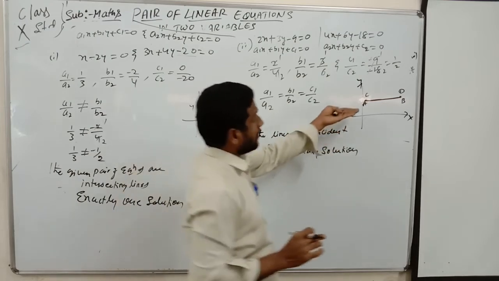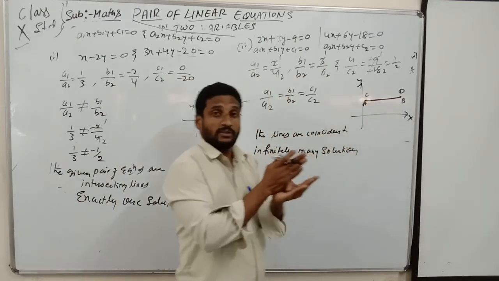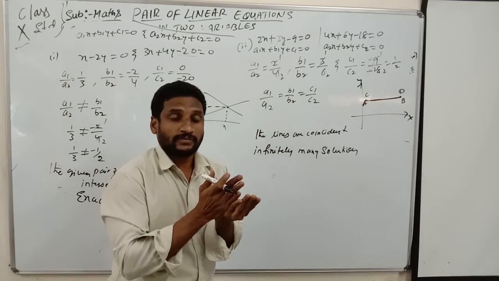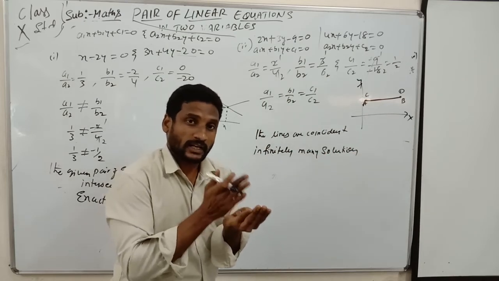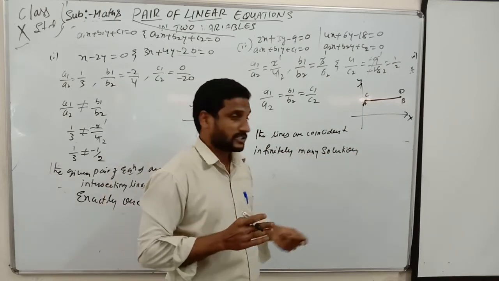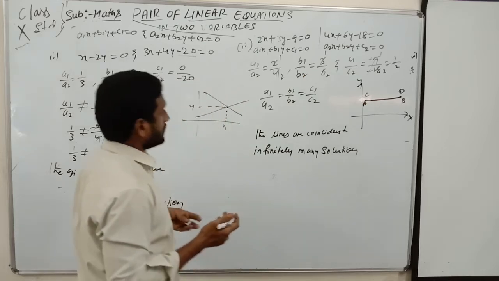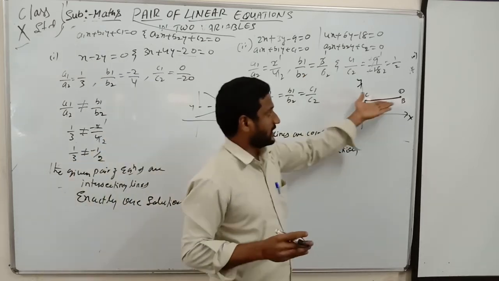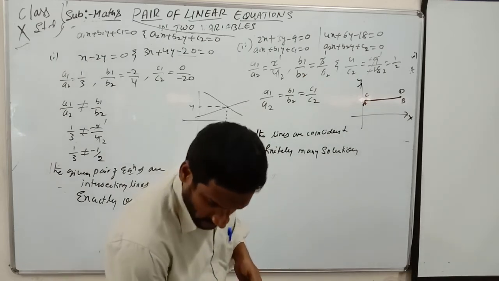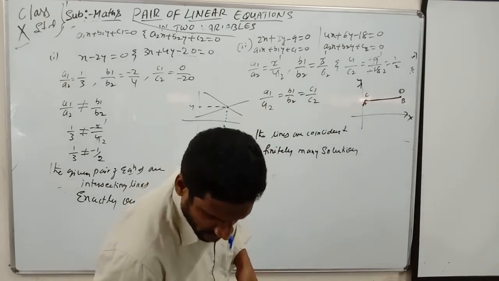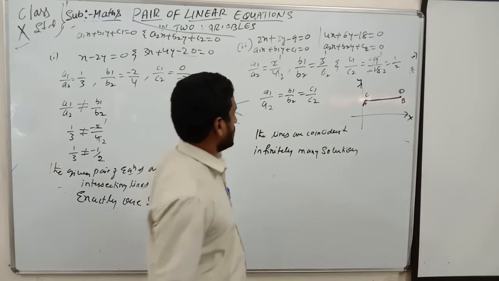So infinitely many solutions. Why? How? See here, one line comes on top of the other line. So all the lines are superimposed on the other line. Therefore many solutions exist. Whether it is incident or the lines are coincident, you can say coincident. So infinitely many solutions. This is a coincident line. Coincident lines.